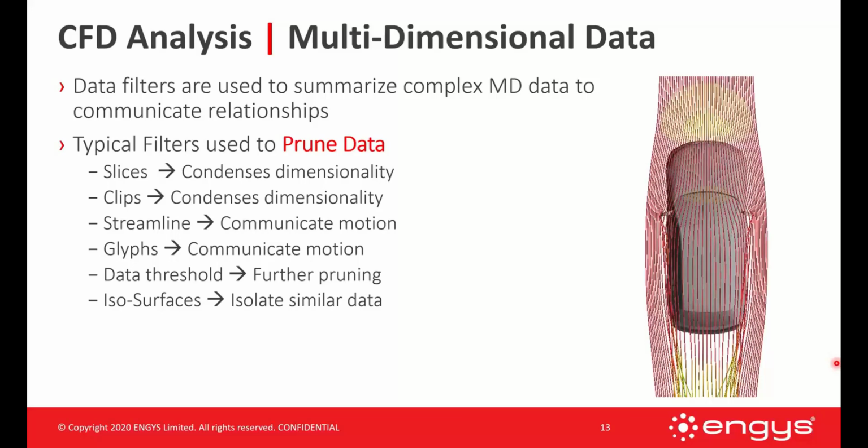I mean prune data in a way to communicate a relationship. So slices will condense dimensionality. So at this plane, at this hub height, what are we seeing? These vortices shedding off of the front of a vehicle? Or we can see these jets of velocity coming out of a certain duct in a vehicle, or we see tip velocities, something like that. So slices and clips really condense dimensionality.